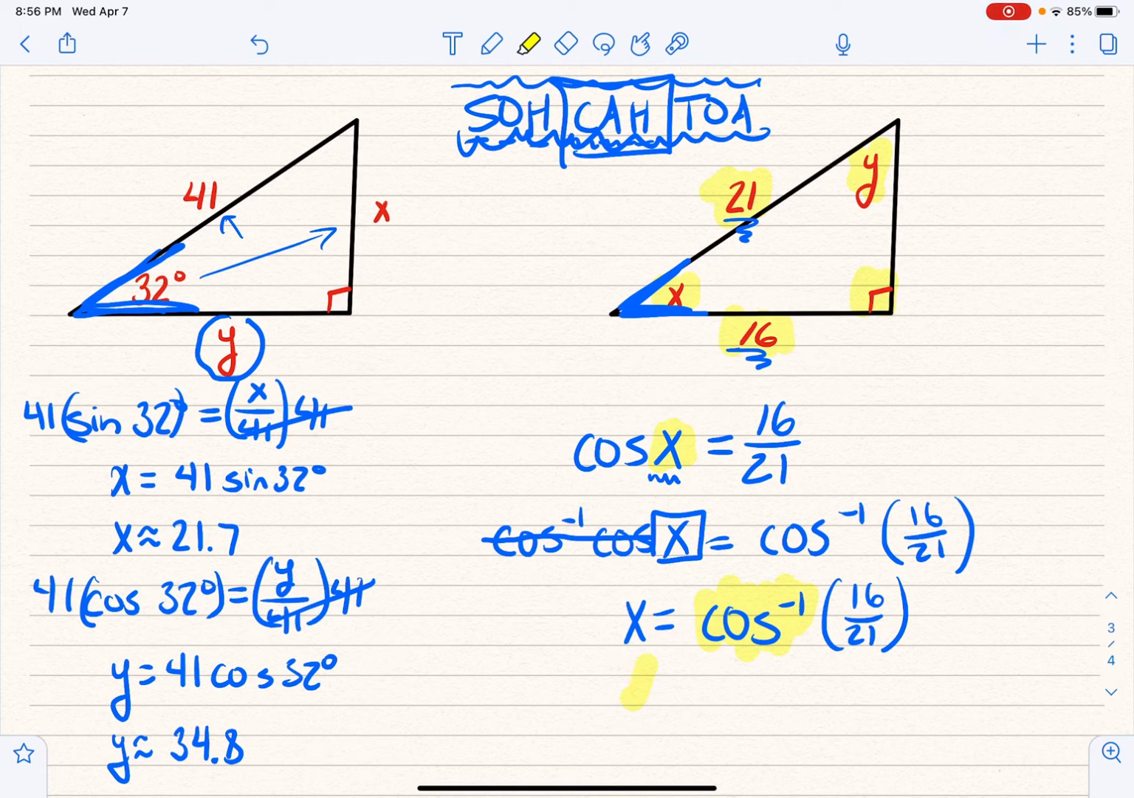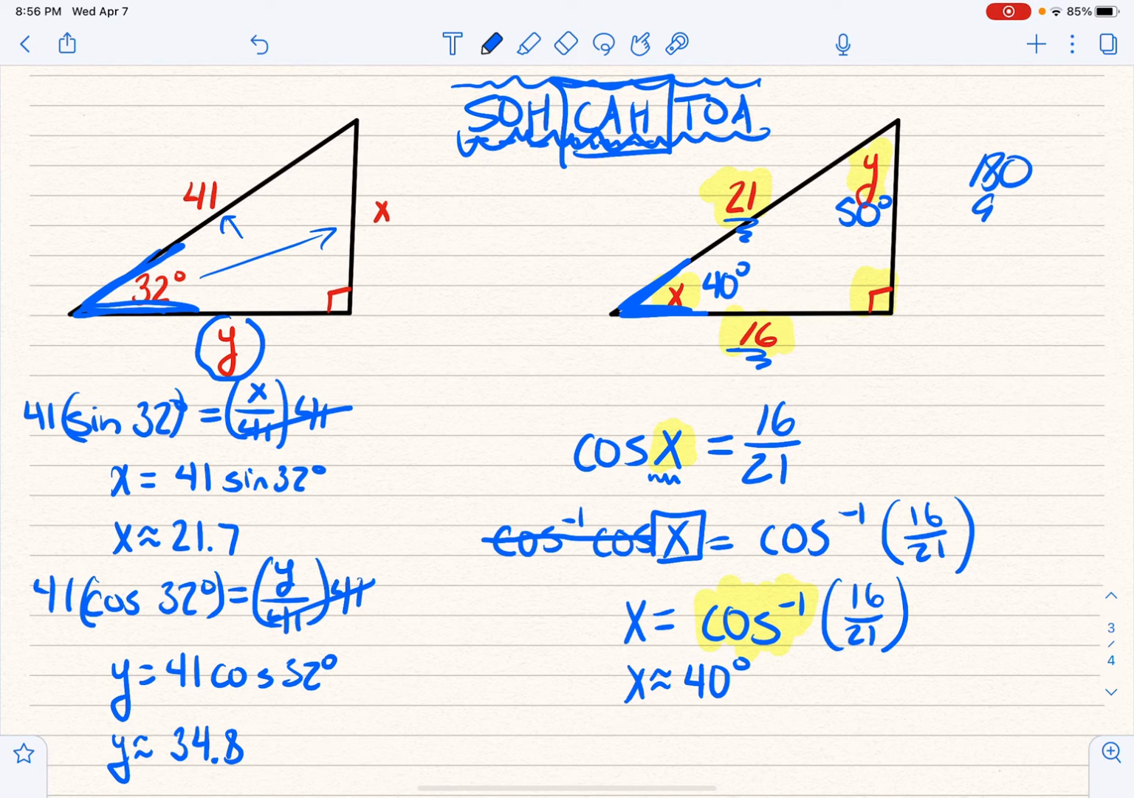So I don't want to write with a pen. If I round to the nearest degree, I get that x is about 40 degrees. And if x is about 40 degrees, then this one would have to be about 50, because the three angles have to total 90.